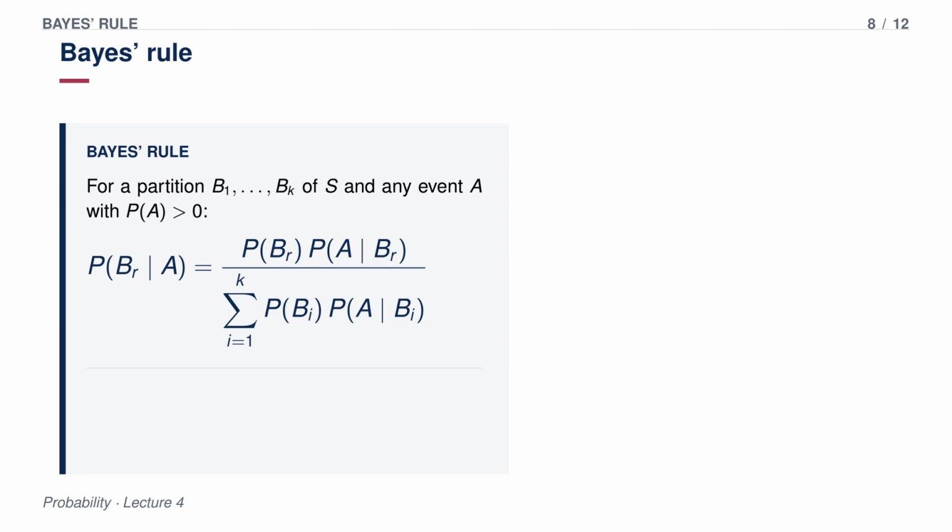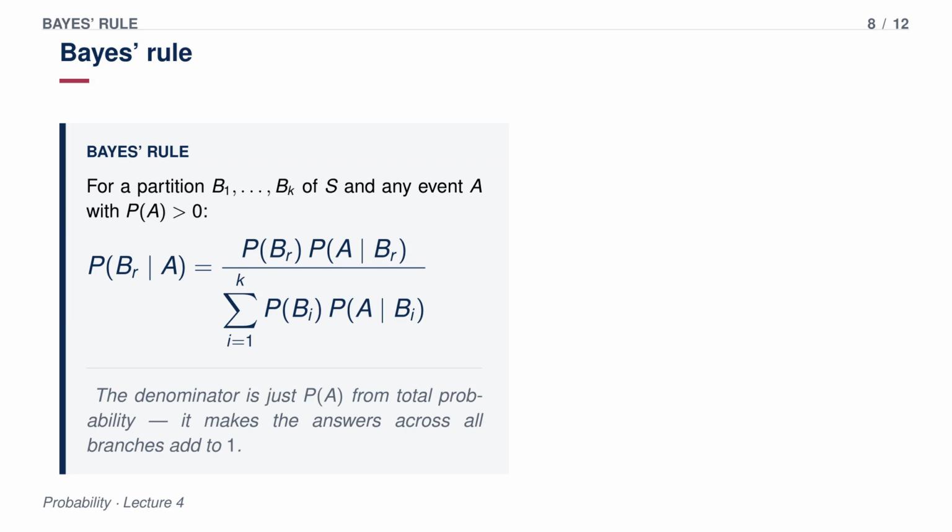The probability of BR given A equals the probability of BR times the probability of A given BR, all over the sum of that same thing across every branch. And that denominator is exactly the probability of A from total probability. It's there to make all the answers across the branches add up to 1.